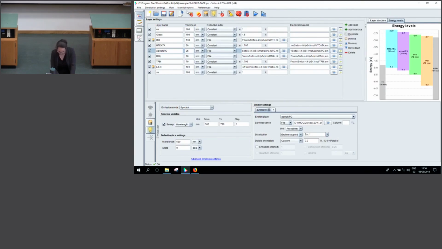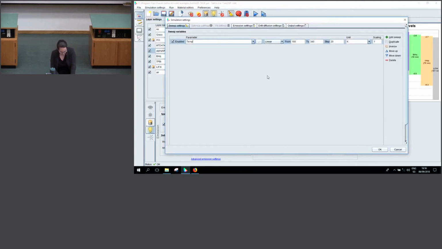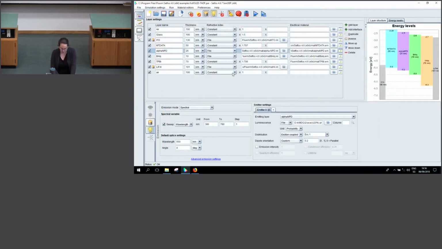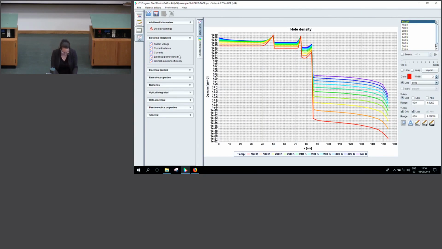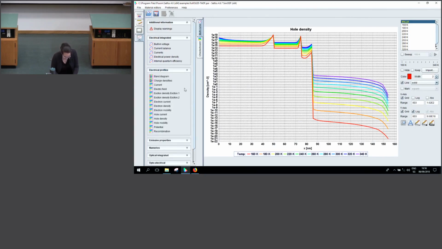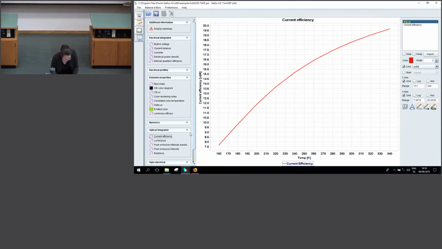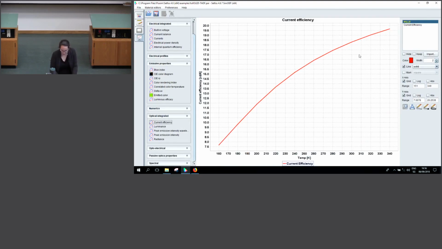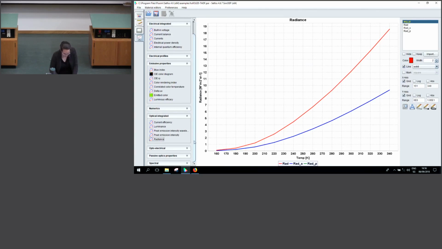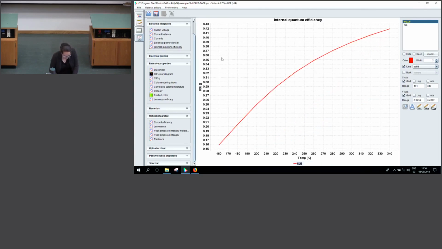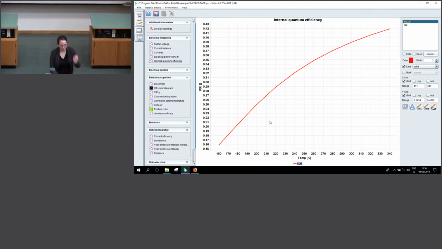Okay, and I think there is now a sweep over temperature. Yes, so to see this effect of TADF, we have a sweep over temperature and look at the internal quantum efficiency, which should increase due to higher temperatures because of more reverse intersystem crossing. Well, you see it also in the current efficiency, the higher you get, the more efficient you are. Of course, this is also in the luminance and the radiance. Here is the internal quantum efficiency, yes. It's the same trend.